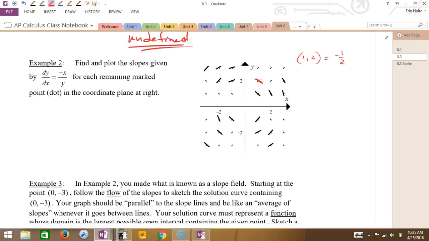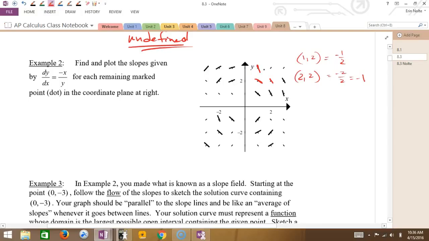Okay, let's talk about 2, 2. What is the slope at 2, 2? Negative 2 over 2 makes negative 1. So this one's going to have a slope of negative 1. There we go. Maybe we can start doing this a little bit mentally. This point is 1, 3. What would my slope be at 1, 3? Negative 1/3, so that would go like that-ish.